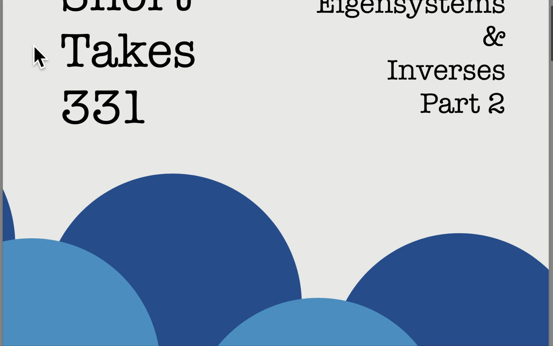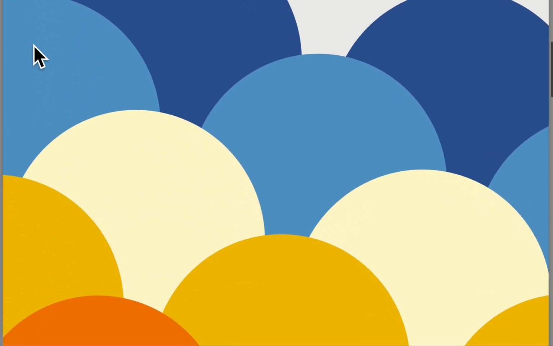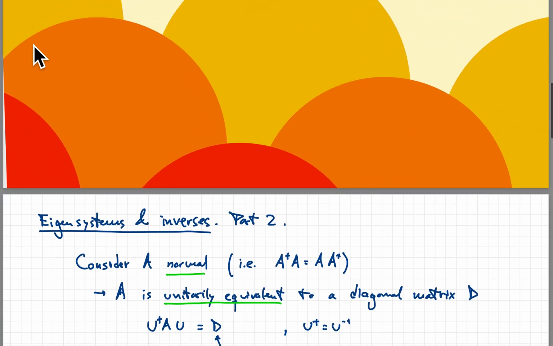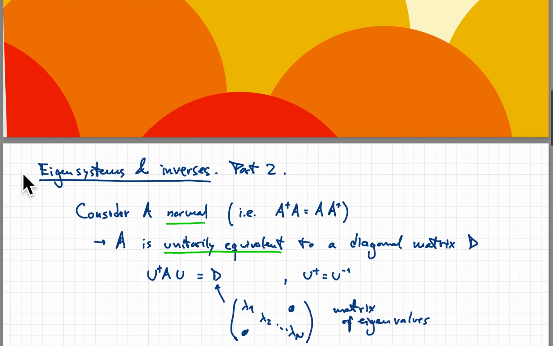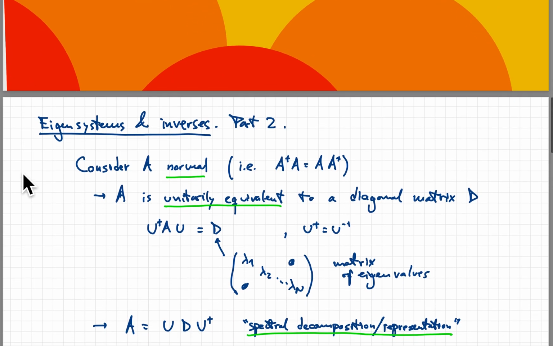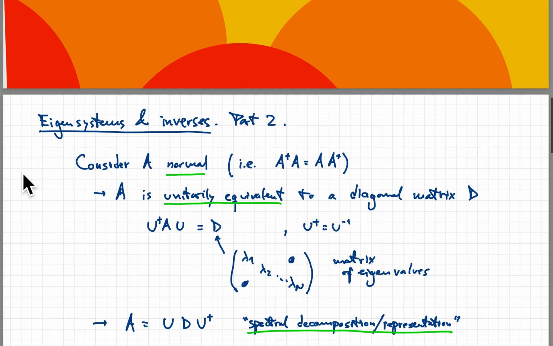Today we're going to continue our discussion of eigensystems and inverses. So this is part 2. If you haven't seen the previous video, go ahead and take a look at eigensystems and inverses and then come back to this one.